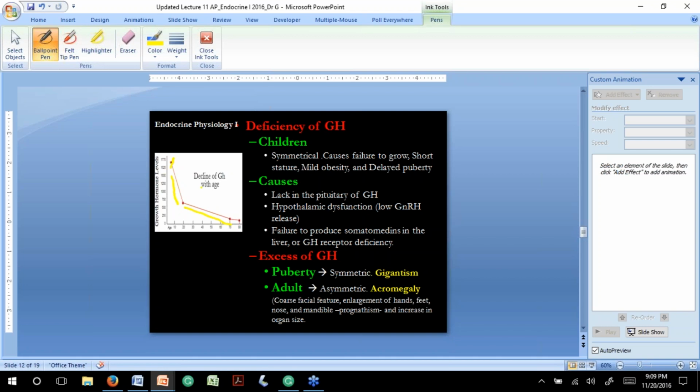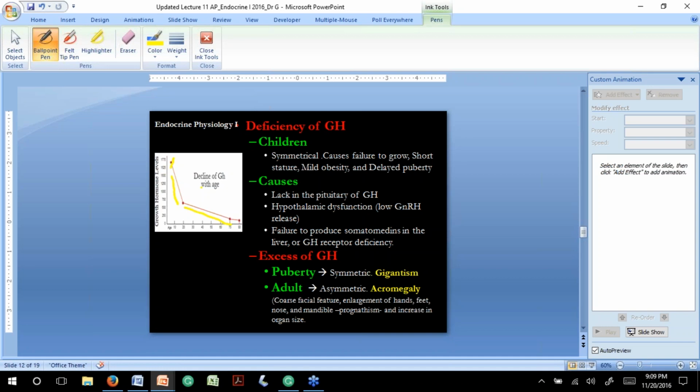So here we have deficiency of growth hormone. What happens? Children will not grow, right? We are going to see some dwarfism, which is what we call symmetrical lack of development. All the proportions of your body are going to be lower. It's going to decrease in size. Everything symmetrically is going down, it is not going to grow.